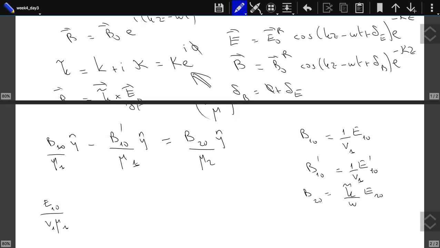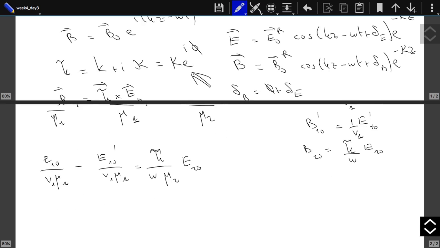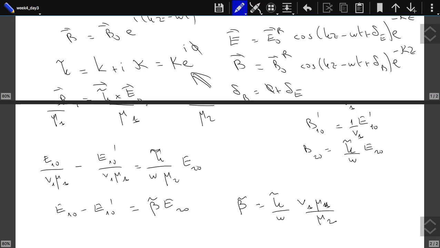E10 over V1 mu1 minus E10 prime over V1 mu1 should be equal to K tilde over omega mu2 E20. Or E10 minus E10 prime is equal to beta E20. Well, let me put beta tilde. Beta tilde is equal to K tilde over omega times V1 mu1 over mu2.